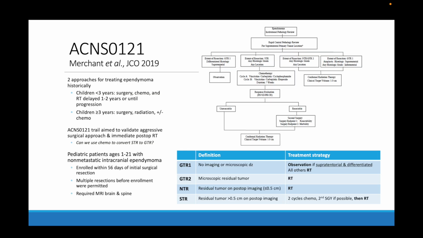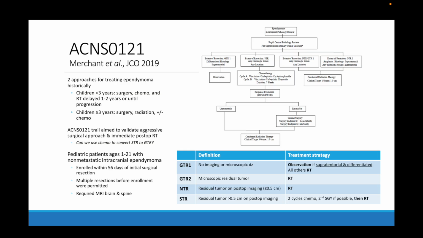The next one was GTR2. So that's gross total resection 2, where the patients did have microscopic residual tumor. So that was seen on pathology. And these patients were treated with adjuvant radiation, whether it was located supratentorially or infratentorially. NTR is a near total resection. And that means that on post-op imaging, they had residual tumor, but it measured less than or equal to 0.5 centimeters squared. So as long as it was smaller than that, it was defined as a near total resection, and the patients were treated with adjuvant radiation.